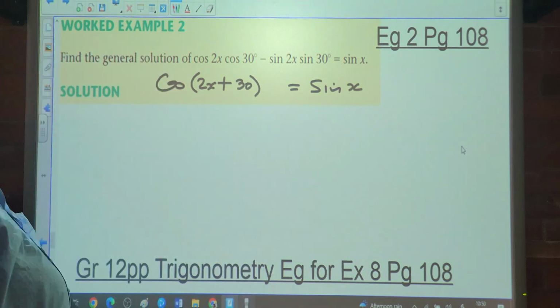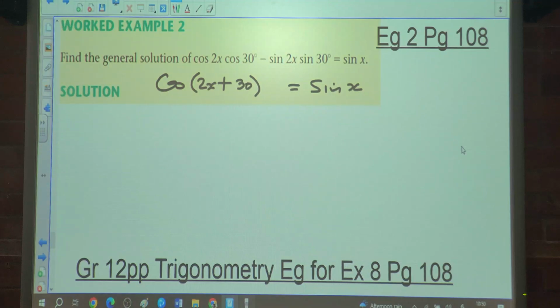Can I drop the cos and the sine here? No. We can only drop them when it's the same ratio, and there must be a 1 or a minus 1 in front of it. So can't drop it here. Can I divide both sides by cos of x? No. Why not? Because the angles are not the same. The angles must be the same.